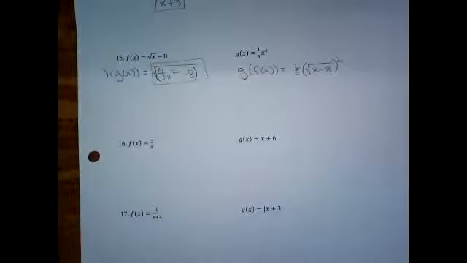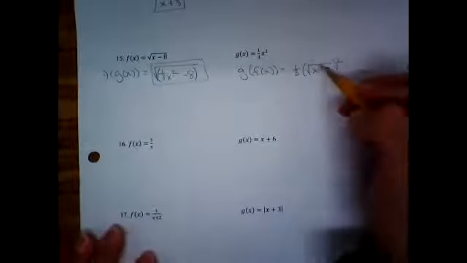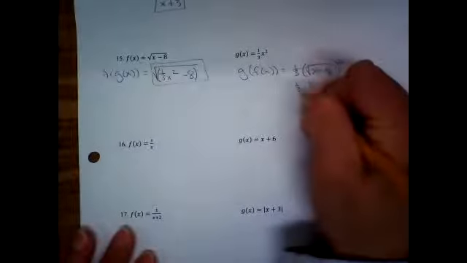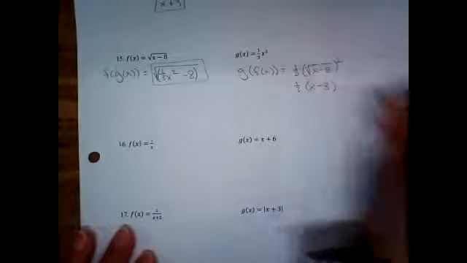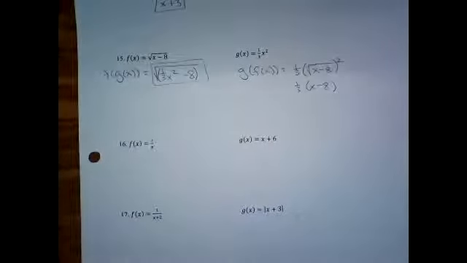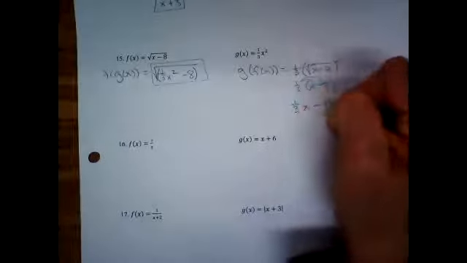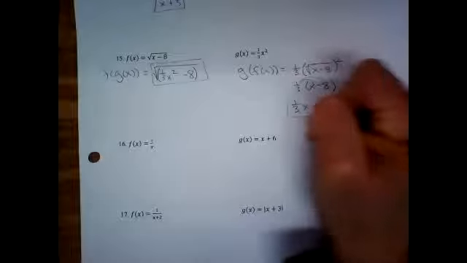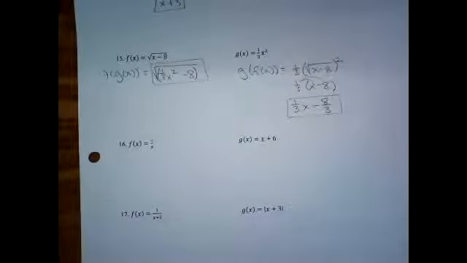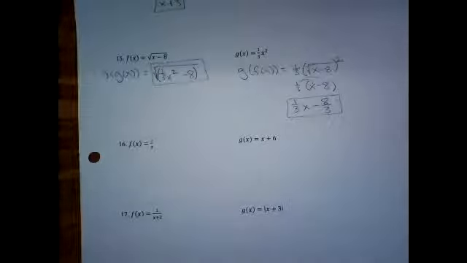Can we keep going for that one? Yes, that one you can. The squared and the square root cancel. And then you would distribute the 1/3 through there. So it would be 1/3 x minus 8/3. 1 times 8 is 8, and then it's just thirds. 1/3 times 8 is 8/3. Don't overcomplicate that.